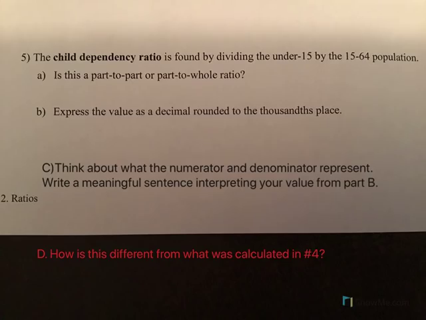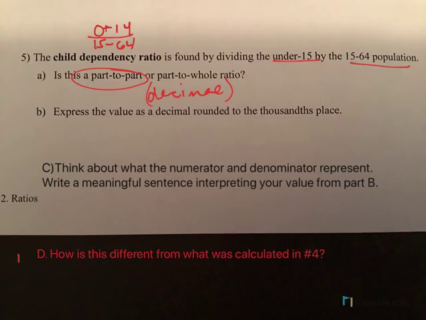Now let's talk about the child dependency ratio. Child dependency is calculated by taking the children divided by the working class. So we're going to take the 0 to 14 and divide it by the 15 to 64. This is part to part because both of these are part of the population, which means we have to write our answer as a decimal. We cannot write it as a percent. So that's kind of big of how it's different from number 4, is that we're dealing with part to part.